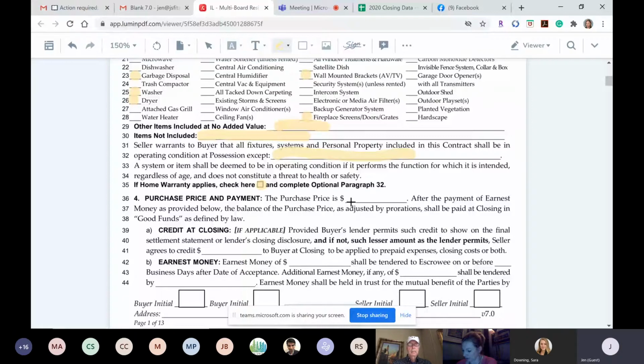Purchase sales price, this is what you're offering. This may get crossed out and redone over here when the seller comes back with a different offer. But this is where you put the purchase sales price. This is what your offer is, okay?